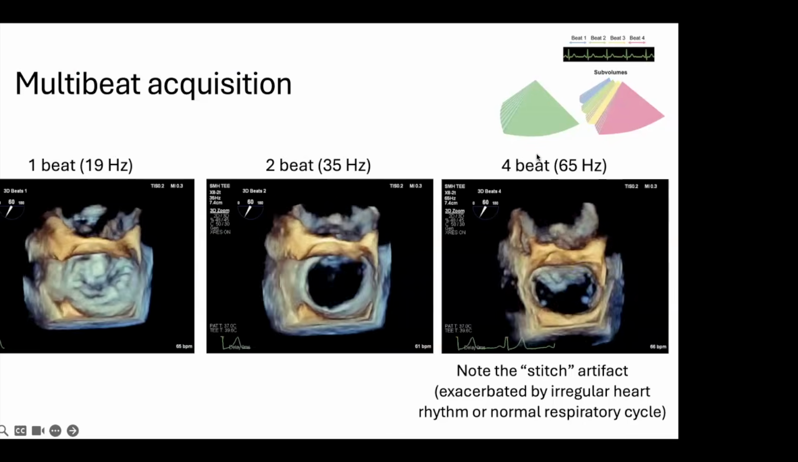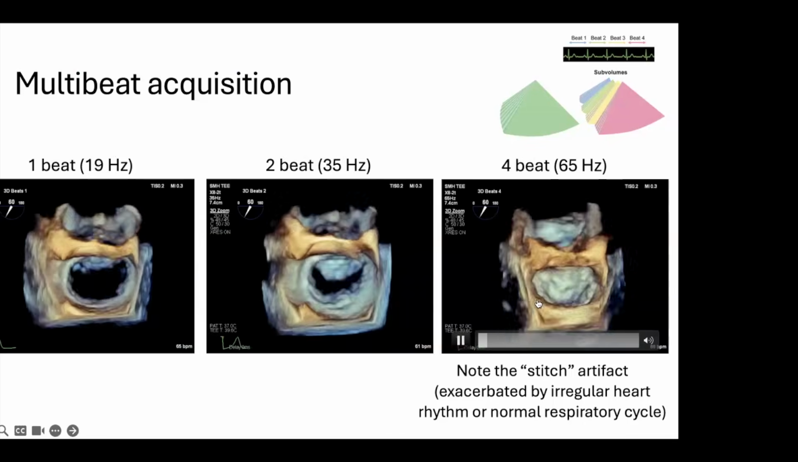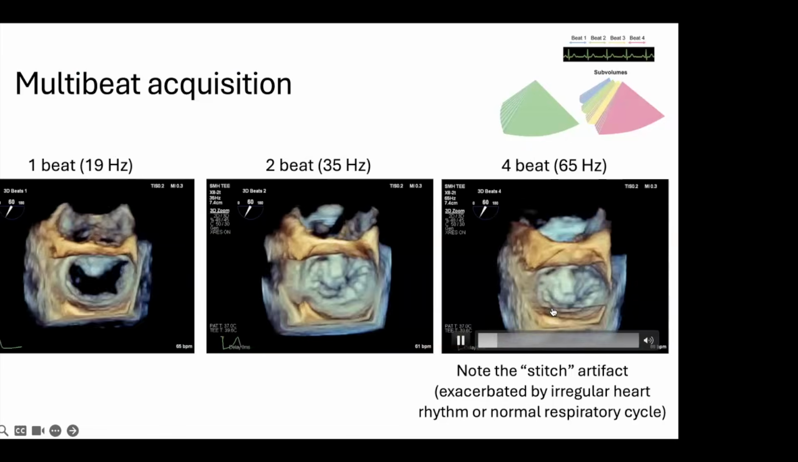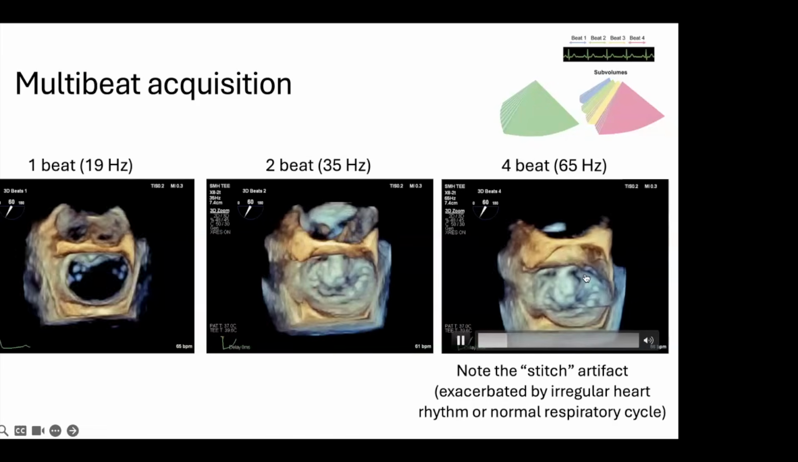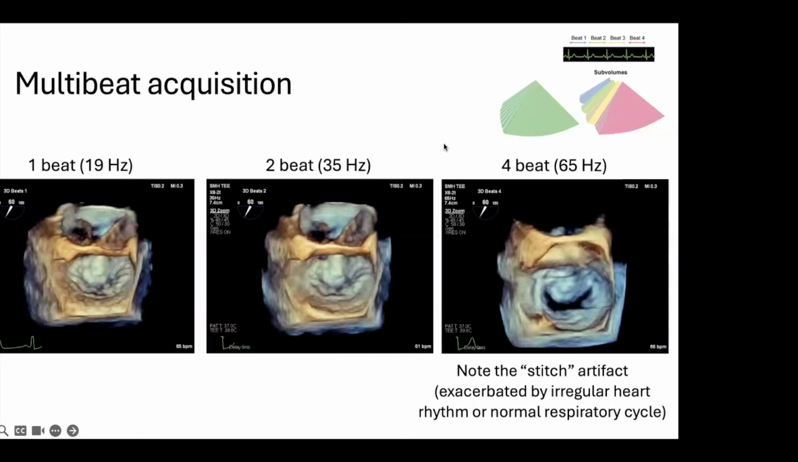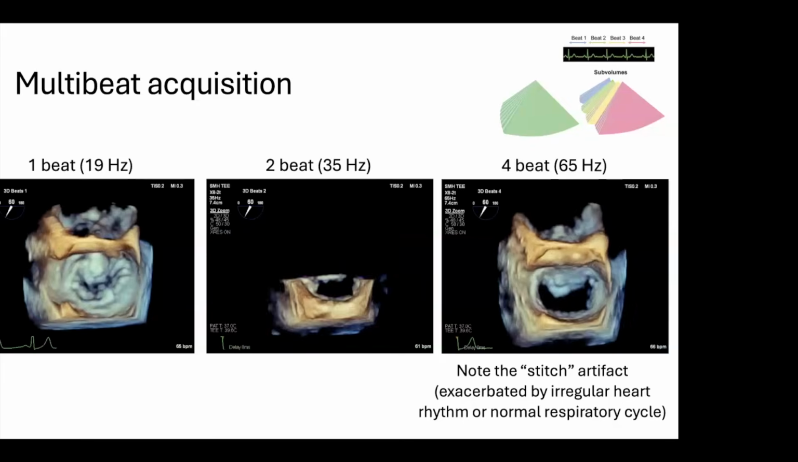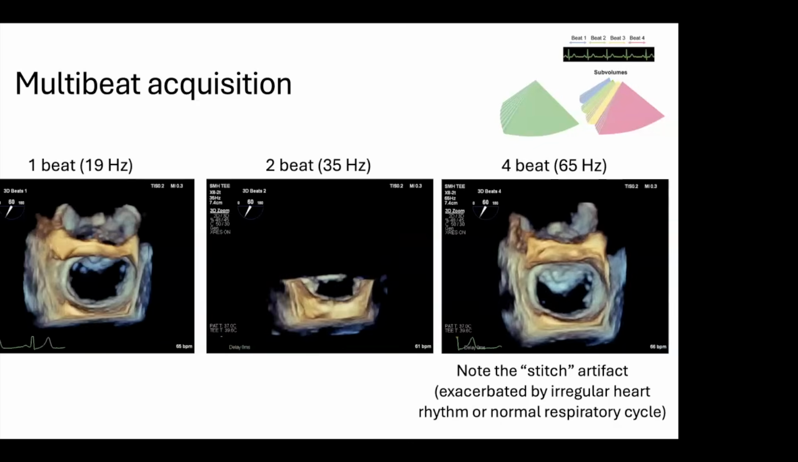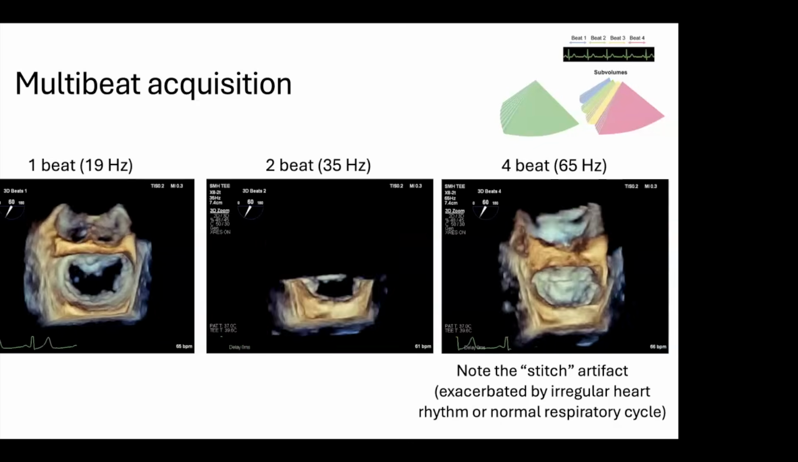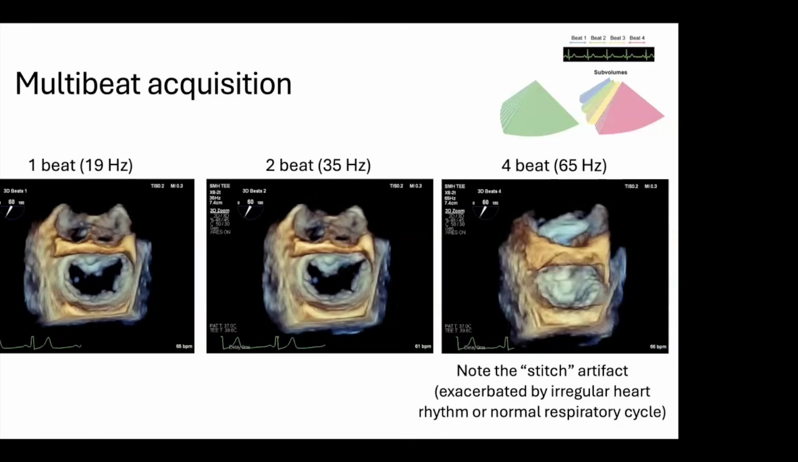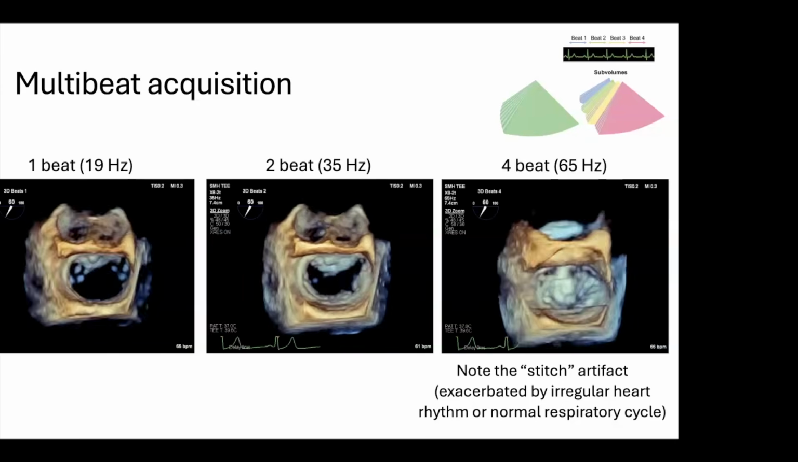And then when we go to 4 beat, the frame rate's gone up to 65 hertz, but there's a lot of this stitching. You can actually appreciate where the individual pyramids are. Stitching can be exacerbated by patients who have an irregular heartbeat and atrial fibrillation. Multi-beat is often not helpful unless they're slow and regular, or just by the patient breathing in their natural respiratory cycle.